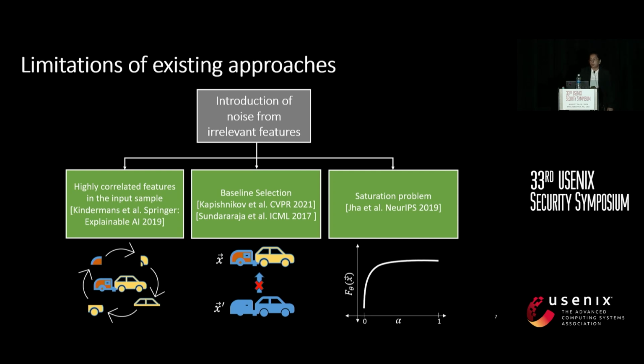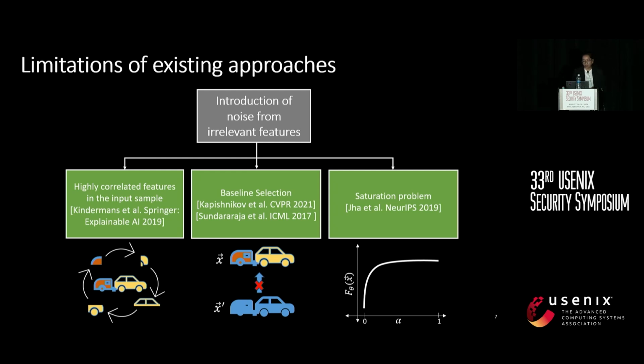And the third problem is the saturation problem. What it means is that along the gradient path, the gradient of the interpolation samples saturates as alpha increases. Because of this, after a certain threshold, the gradients saturate and don't contribute to the model prediction, the attribution map or the explanation vector. Because of all these limitations, the existing path gradient methods don't perform really well.